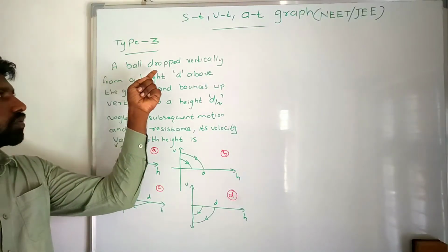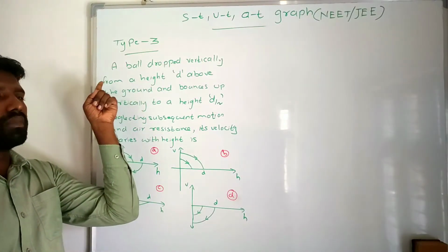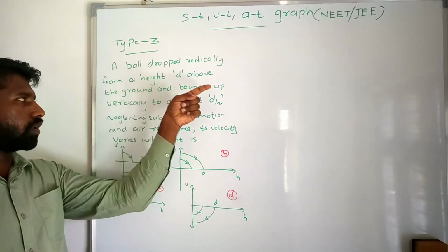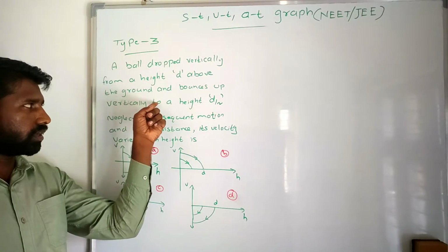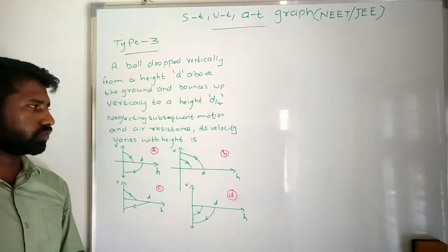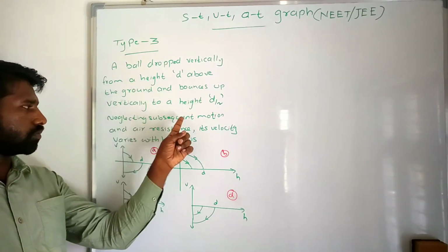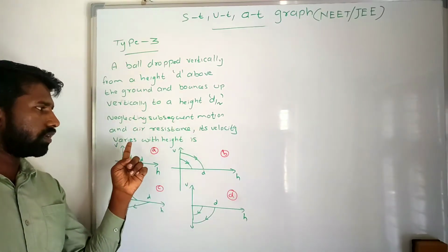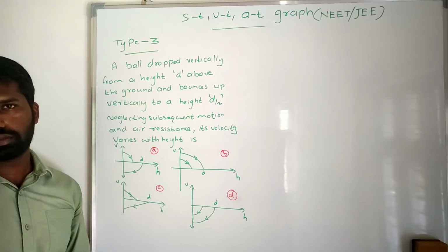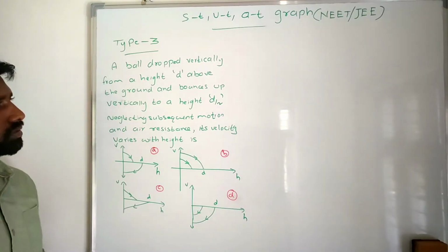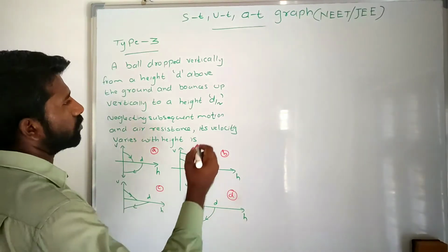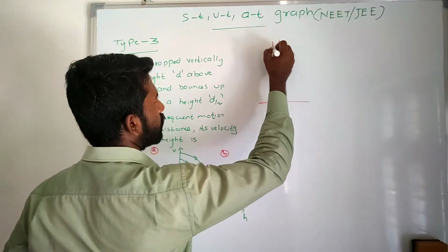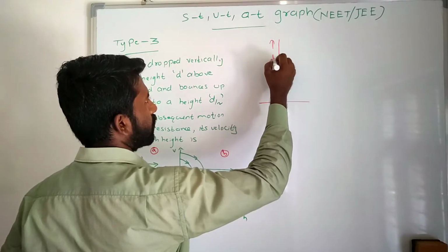A ball dropped vertically from a height d above the ground bounces up vertically to a height d by 2. Neglecting subsequent motion and air resistance, its velocity varies with height as. So what are they given? A ball is to be dropped from how much height? D height.